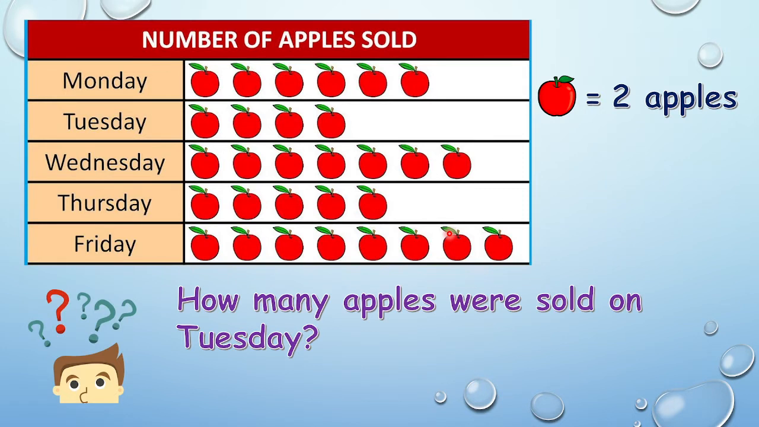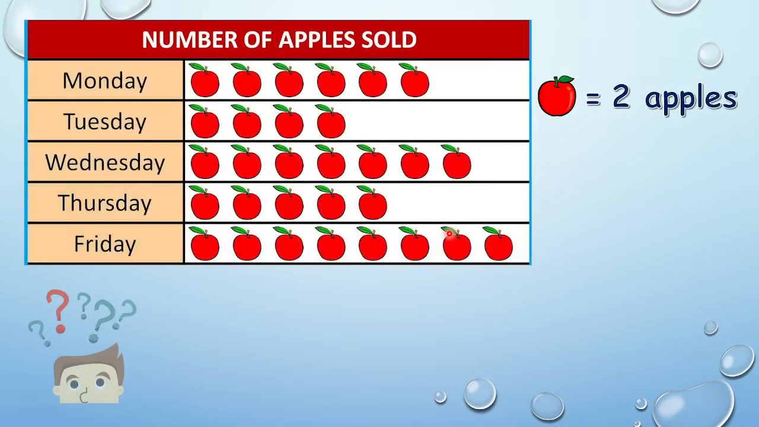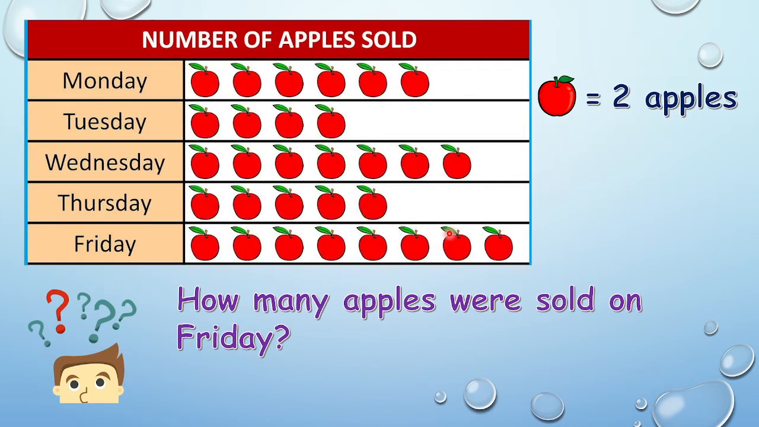How many apples were sold on Tuesday? 8 apples. Correct. Next. How many apples were sold on Friday? 16 apples. Yes.